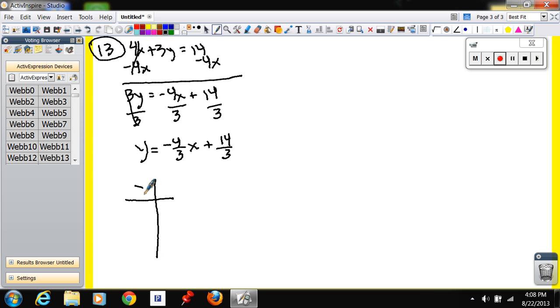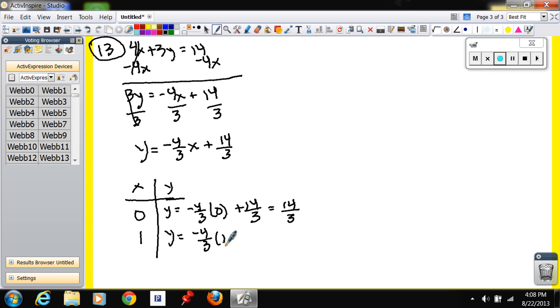Okay, so let's do our x and y chart. Again, we'll plug in a 0 for sure. So that's going to be y equals negative 4 thirds times 0 plus 14 thirds. That's going to equal 14 thirds, because 0 plus 14 thirds is just going to give you 14 thirds. If you plug in a 1, negative 4 thirds times 1 plus 14 thirds, this is still going to give you negative 4 thirds. So when you subtract these, they already have a common denominator. When you subtract these, you're just going to get 10 thirds.